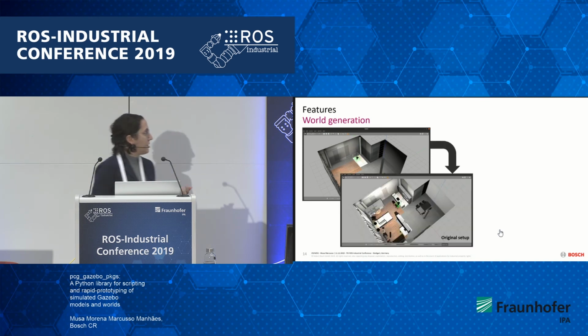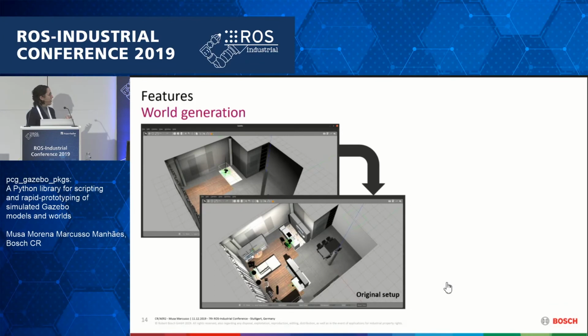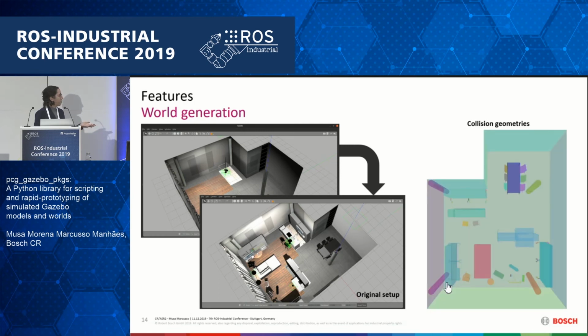So let's say this is a model of the Smart Life Lab at the Bosch Research Facility. And we have the original setup, how it's originally thought to be. So you can also generate this in PCG, where you just give a fixed pose to every object, and it generates your world file.